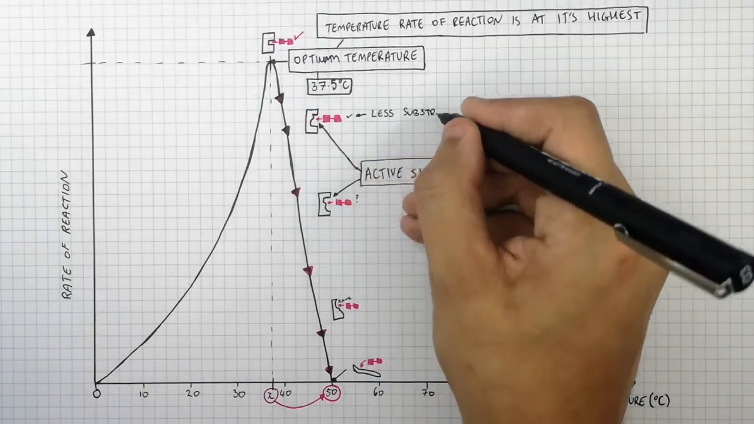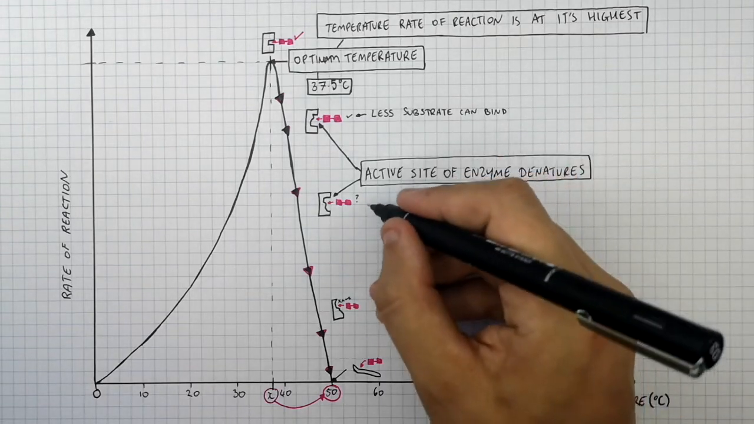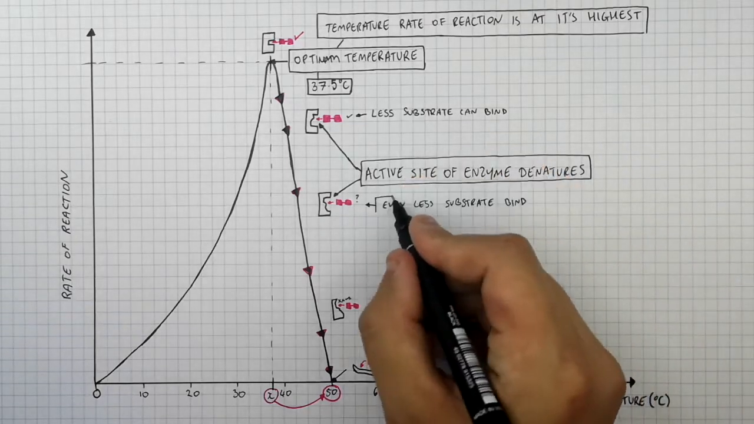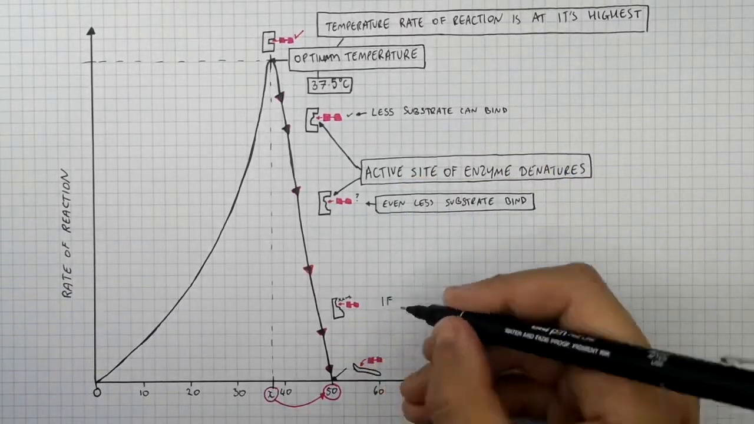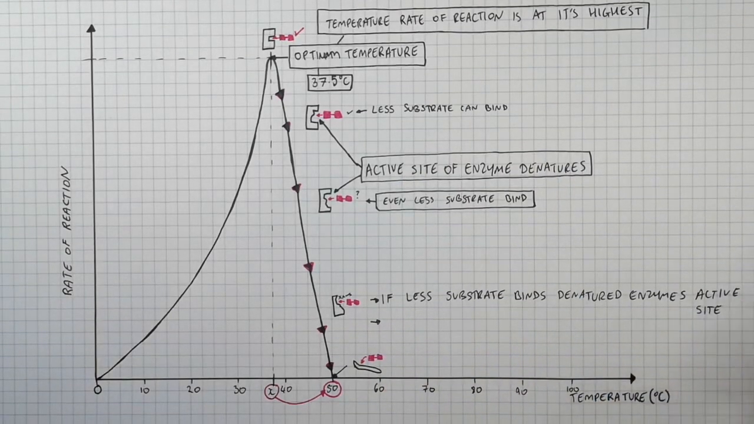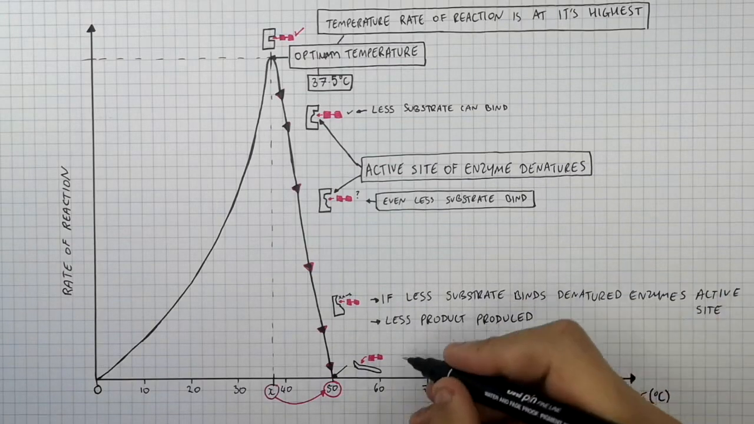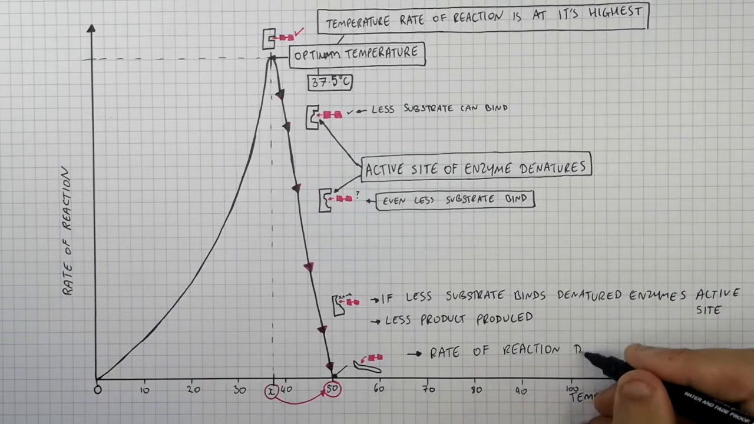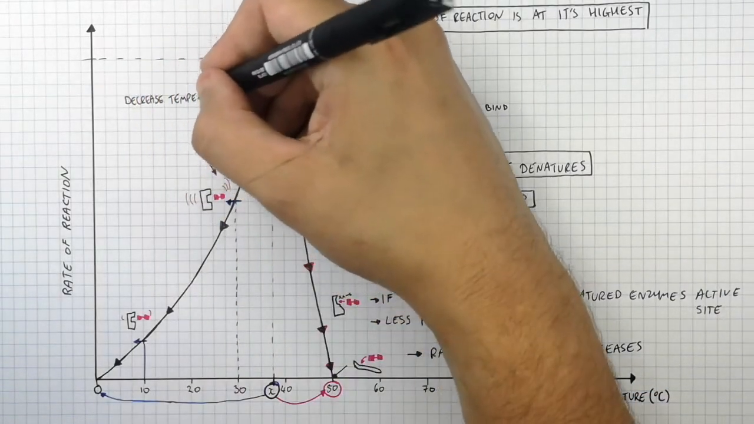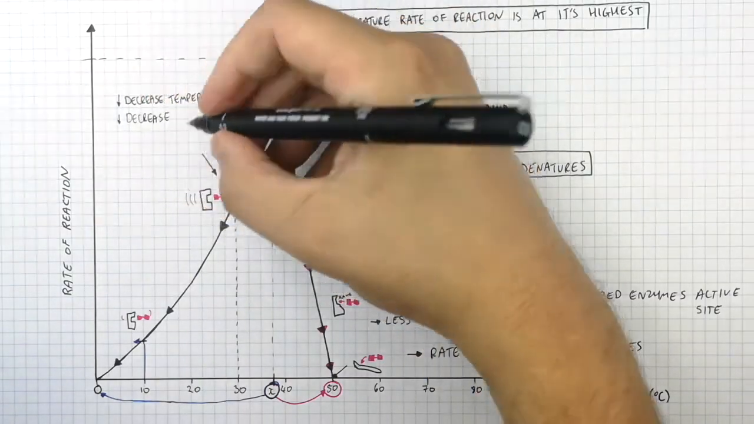Therefore, less substrate can bind the active site of the enzyme. And at this point, even less substrate can bind the active site of the enzyme. So if less substrate binds the denatured enzyme's active site, that means less product is produced, which means the rate of reaction decreases.